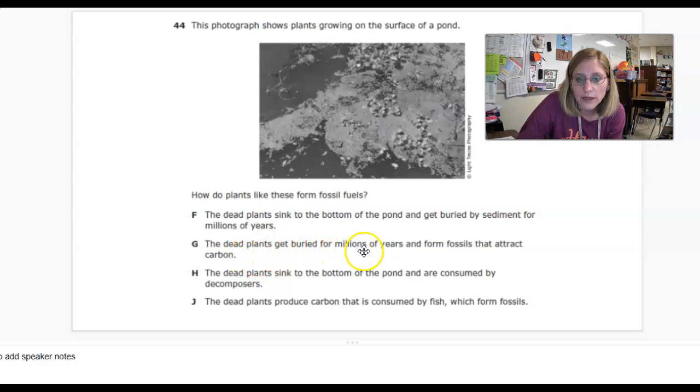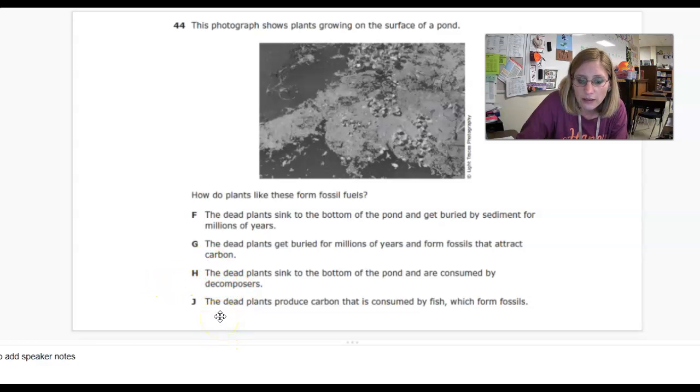G, the dead plants are buried for millions of years, forming fossil fuels that attract carbon. Those also get buried. But it doesn't talk about the sediment, or the heat and pressure that happens. How about the dead plants sink to the bottom of the pond and are consumed by decomposers? I think they're thinking about food chains here, right? With the decomposers. Definitely not with fossil fuels.